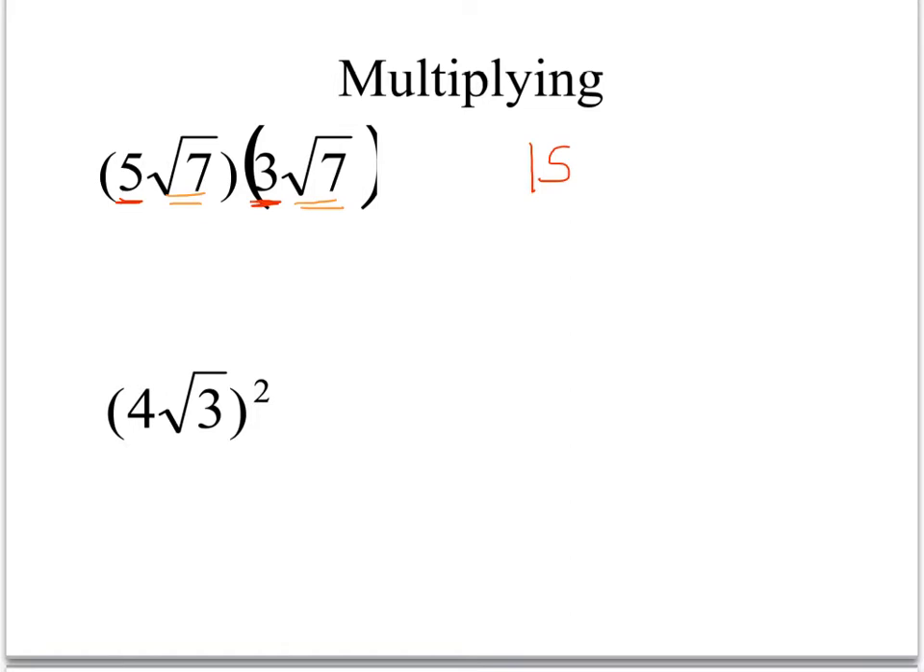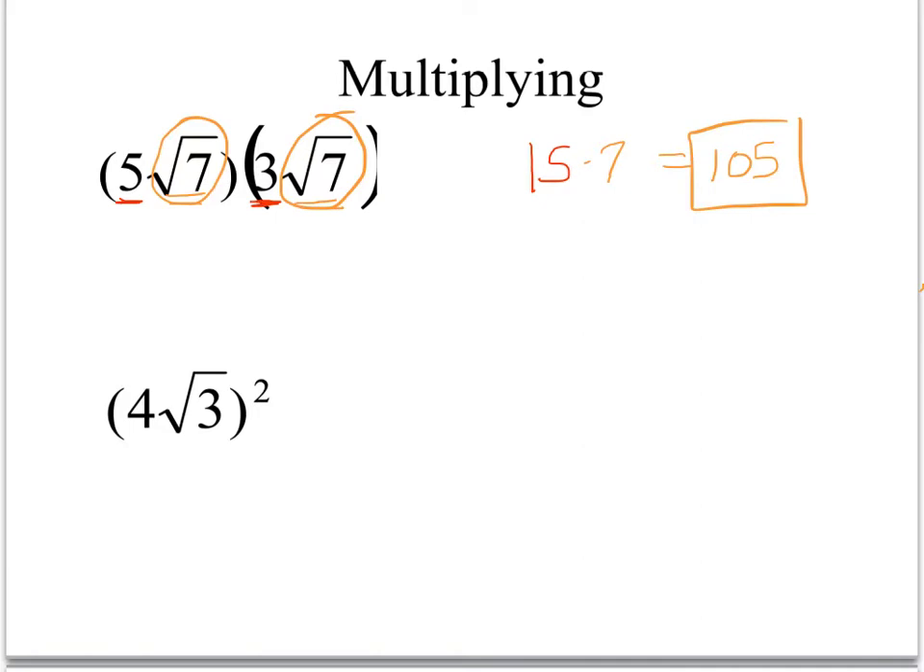However, I'm not going to do that because I've said it multiple times. When you have the same number inside the radical, root 7 times root 7, that is simply 7. So this problem is 15 times 7. So we're just going to multiply 15 times 7, which is 105. And that's your final answer, 105.